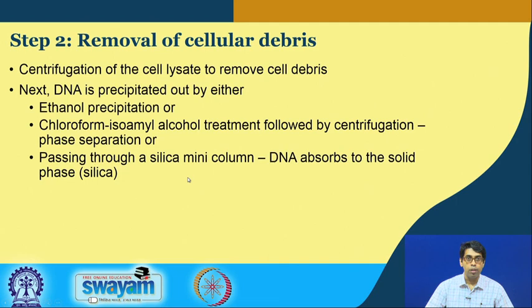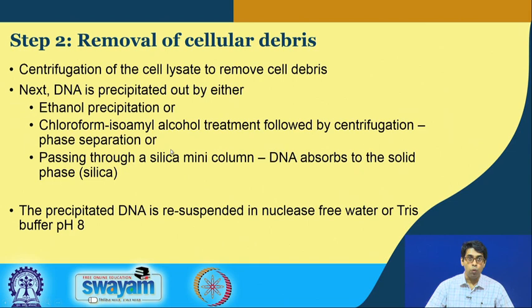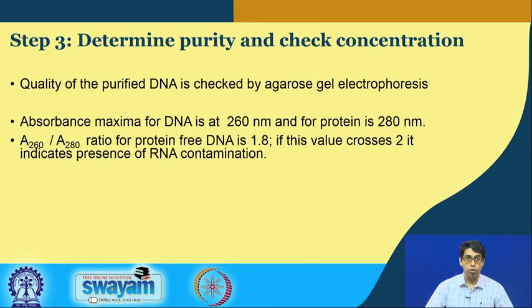So using any of these two methods, we can purify the DNA selectively and get a very high quality of DNA. Once we have the precipitated DNA, or we have the DNA bound to the silica column, we can resuspend it or we can elute it from the column using nuclease-free water or some buffer. Typically a buffer is used, which is Tris-EDTA buffer at pH 8.